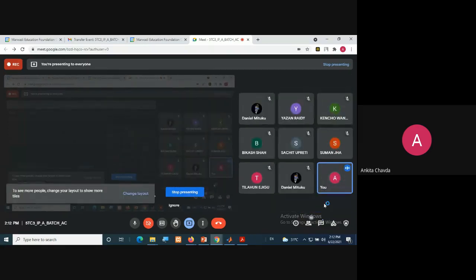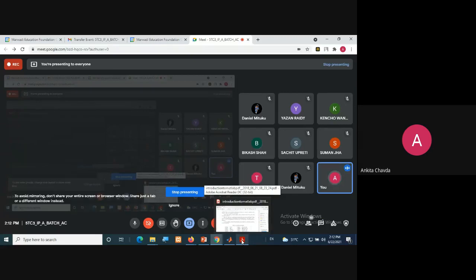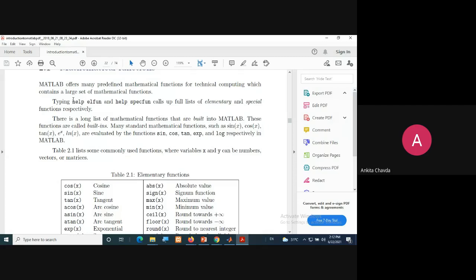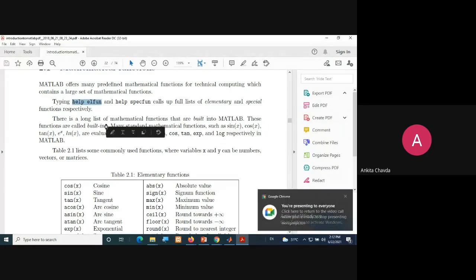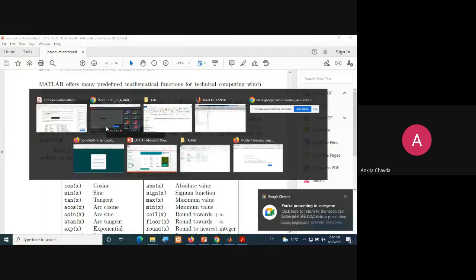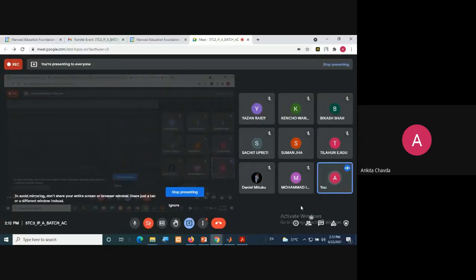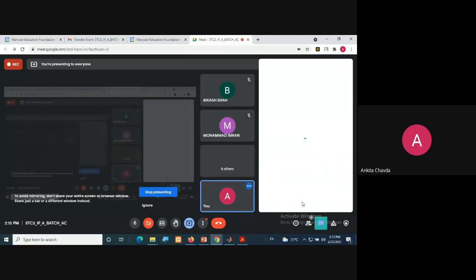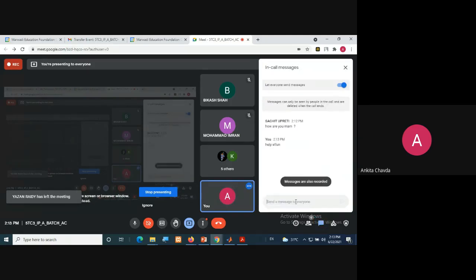In our previous lab, we saw our first chapter, which covered the very basic commands. Now, just type help ELFUN. They are the elementary functions, and a few are the special functions. How can you know which functions are the elementary functions and which are the special functions? For that, you can try this. And please open Octave.